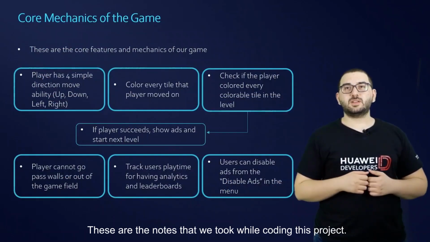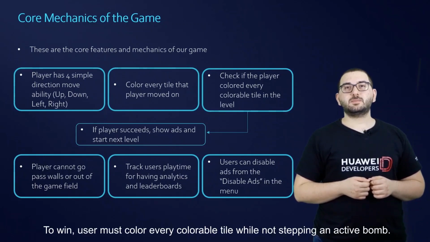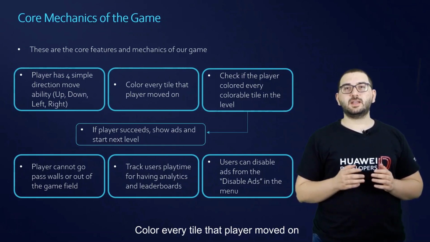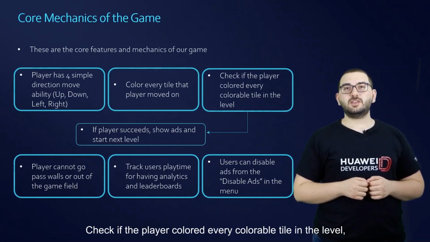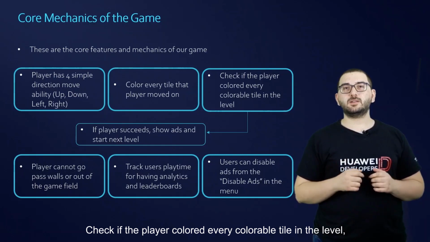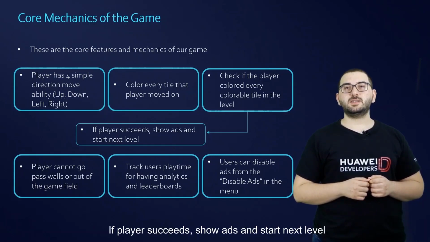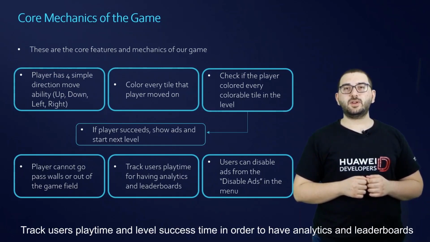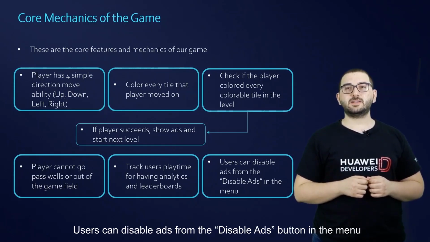These are the notes that we took while coding this project. Player has simple 4-direction movement, which are up, down, left and right. Color every tile that player moved on. Check if the player colored every colorable tile in the level. If player succeeds, show ads and start next level. Player cannot go past walls or out of the game field. Track users' playtime and level success time in order to have analytics and leaderboards. Users can disable ads from the Disable Ads button in the menu.